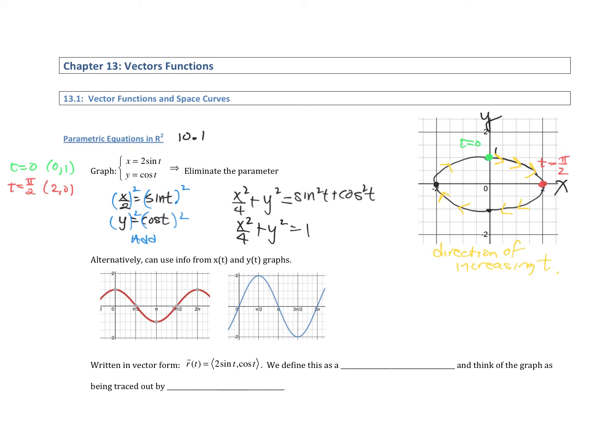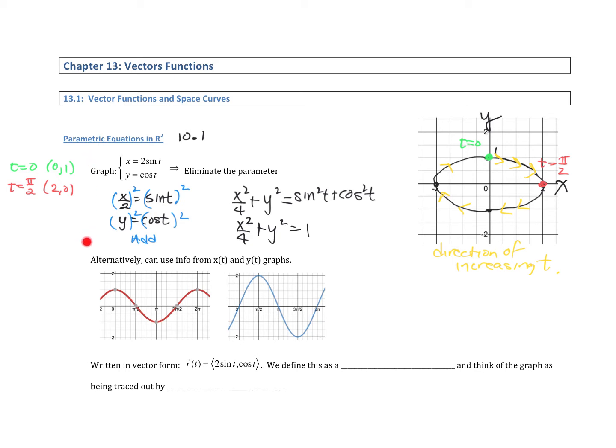So sometimes when we eliminate the parameter to get the graph, we then have to go back and see if we've lost any information. For instance, we might lose information about the direction of increasing t, but sometimes we also can lose domain information. So again, if you need to review that, you should go back and do that.